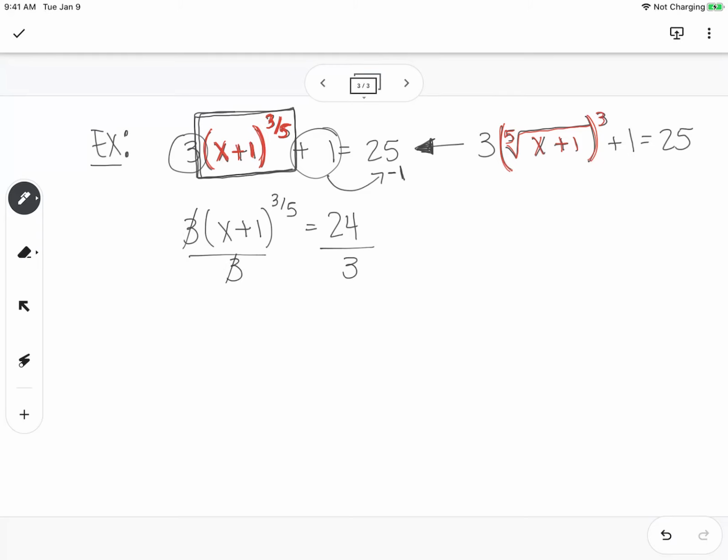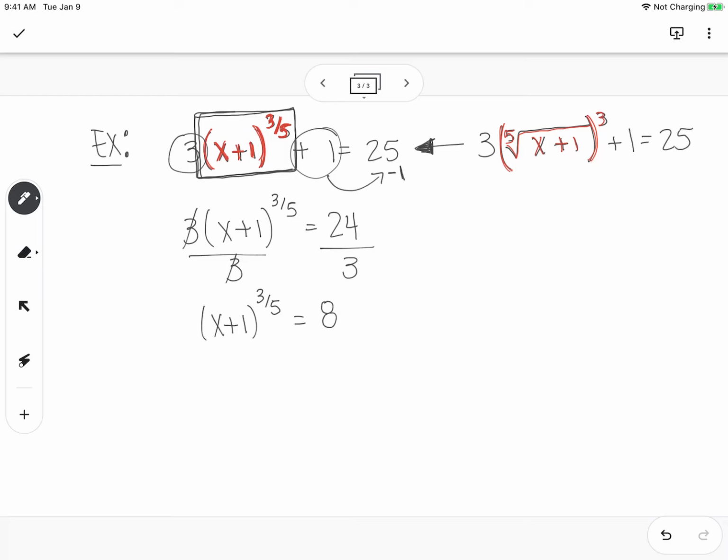So the 3's cancel, and now I have my x plus 1 isolated like the plan was. 24 divided by 3 is 8. All right, so we have isolated this radical, or in this case, my rational exponent. So once I have isolated it, now I'm ready to solve.